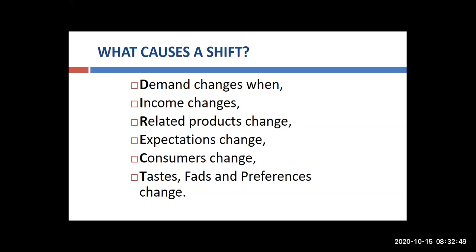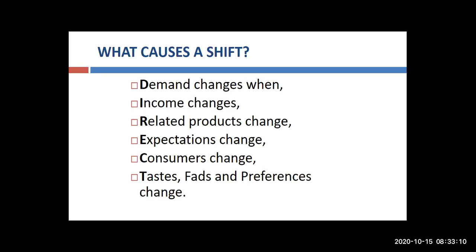You could have expectations change. You could expect prices to drop in the future. You could expect prices to go up. You could have other various expectations on certain items, and that could then change it to the right or to the left. And you'll see in the examples how they'll apply.